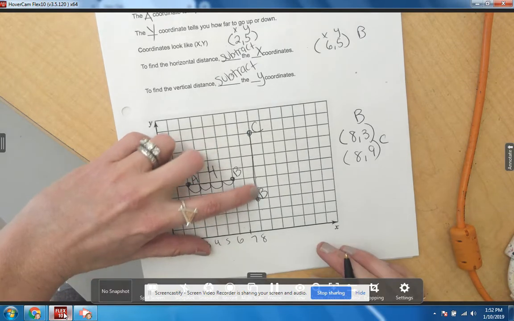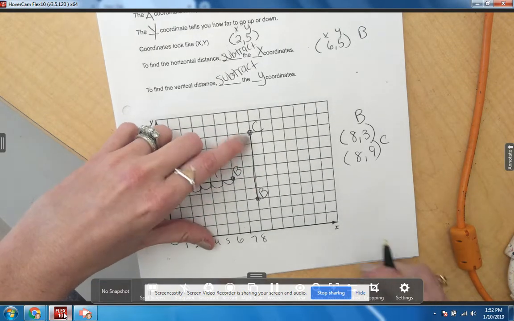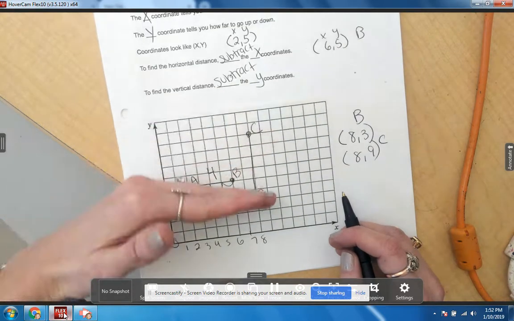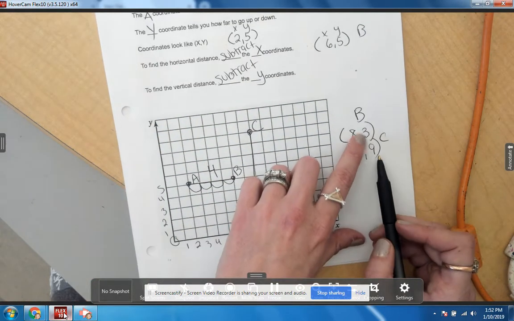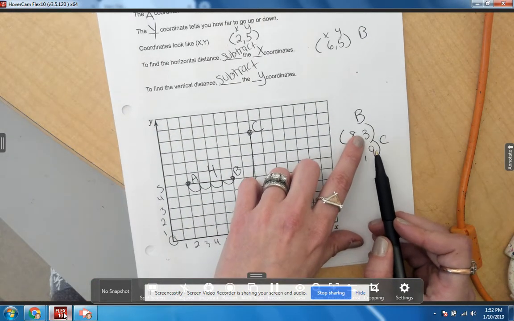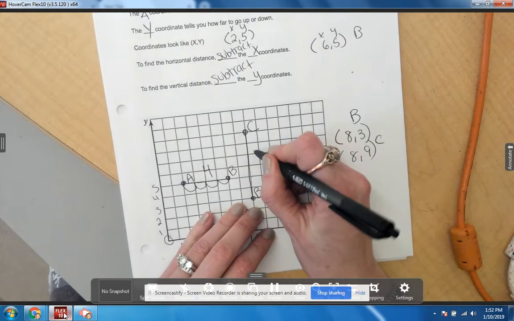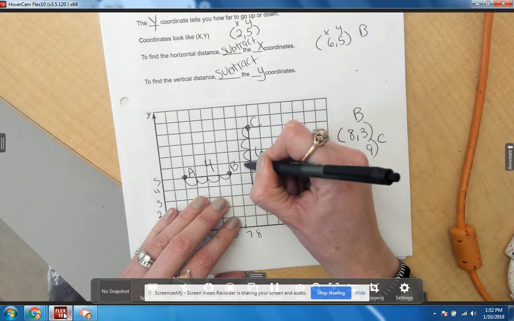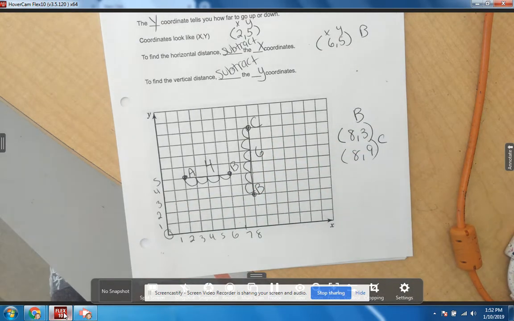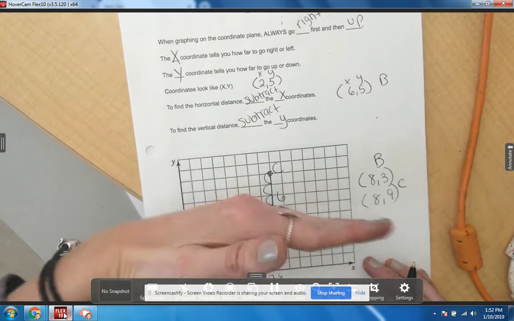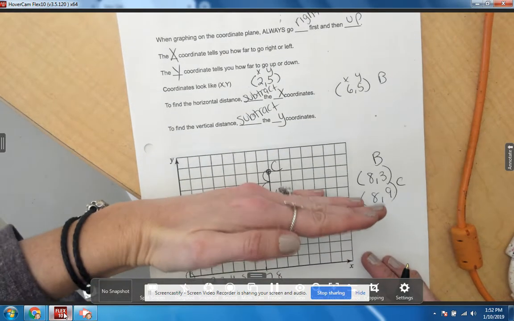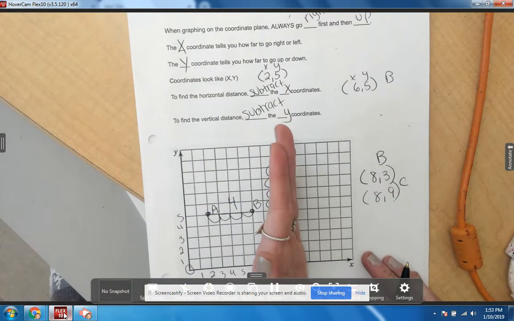If I want to figure out how long this line is, I look at my Y coordinates because that tells you how far to go up, which is the direction we're looking at. So I look at my Y coordinates and I subtract bigger minus smaller. So 9 minus 3 is 6. So that would be my vertical distance. Or I could count 1, 2, 3, 4, 5, 6. Either way works. Horizontal distance, left to right. Vertical distance, up and down.